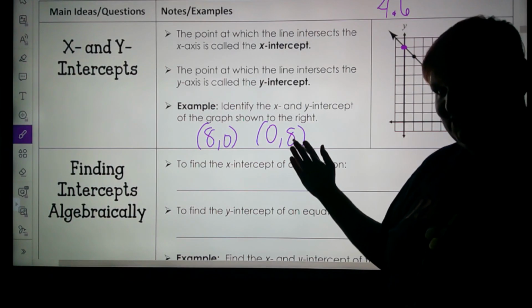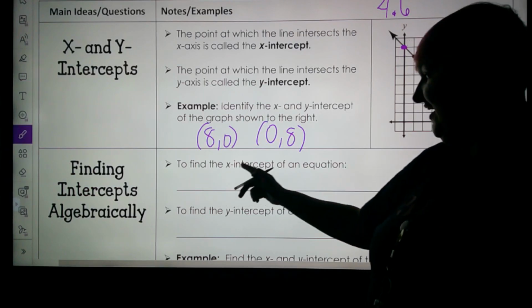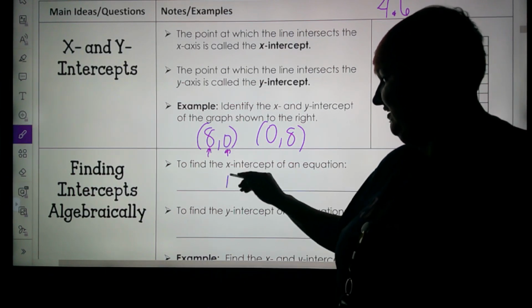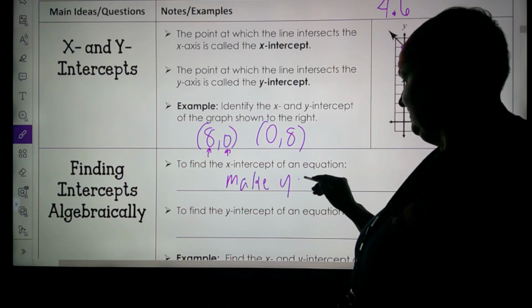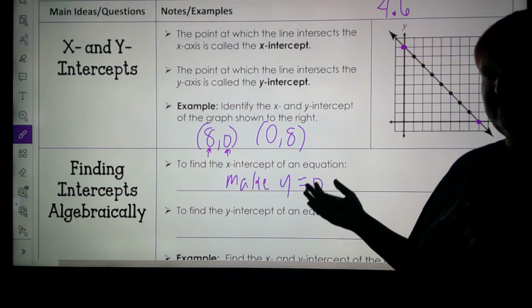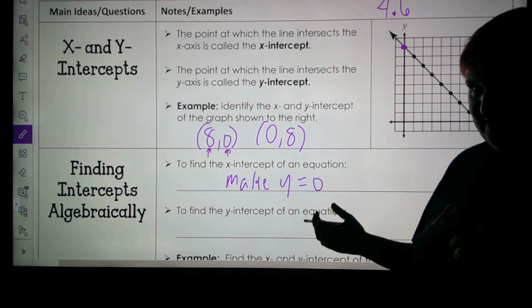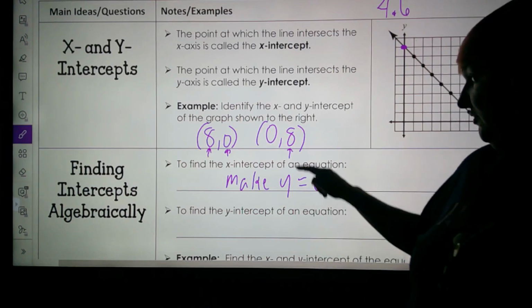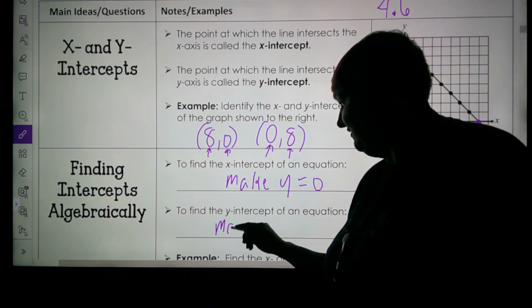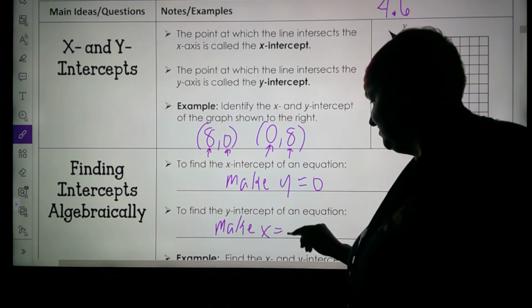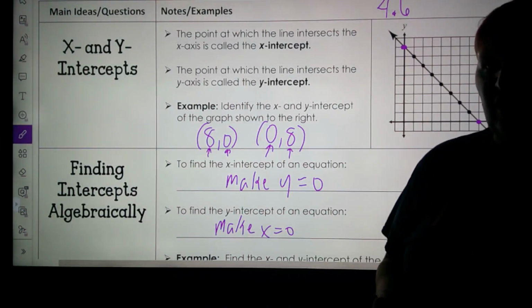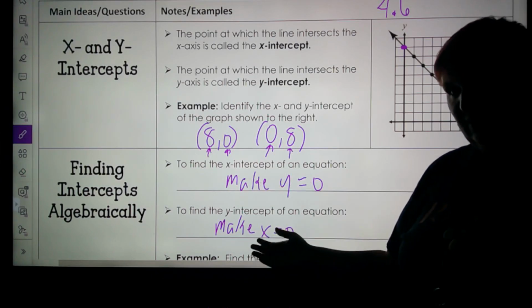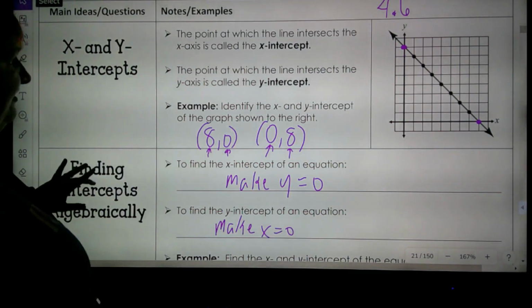We can use this knowledge, right? So to find the x-intercept of an equation, we make y equal 0. We've already figured that out. We can set the equation to 0 and solve for x. We can also do the opposite, right? To find the y-intercept, to find this point, we make x equal 0 and solve for y. The same thing that works with our zeros, that works with our x-intercepts, also works with our y-intercepts. That's what I said. Remember, you're already halfway there.